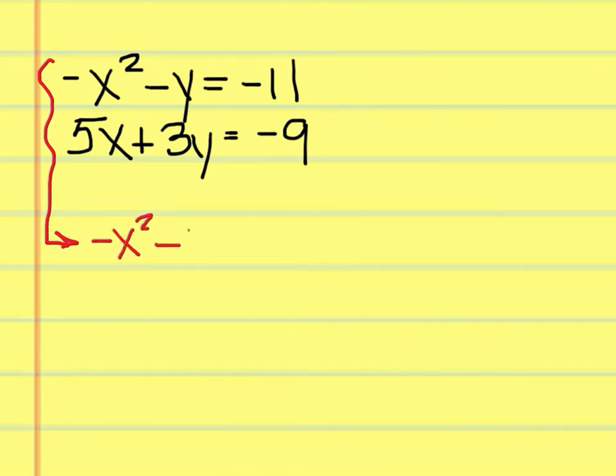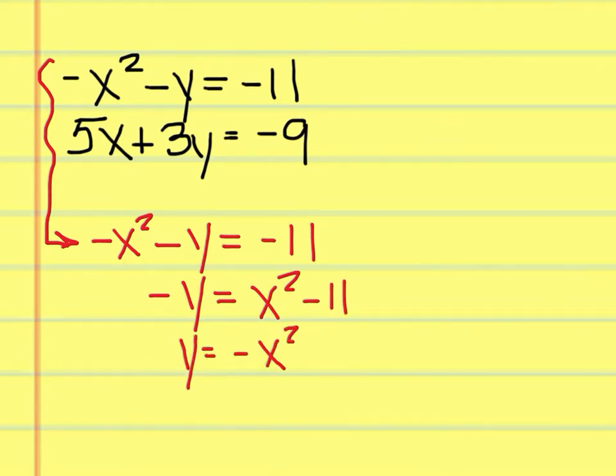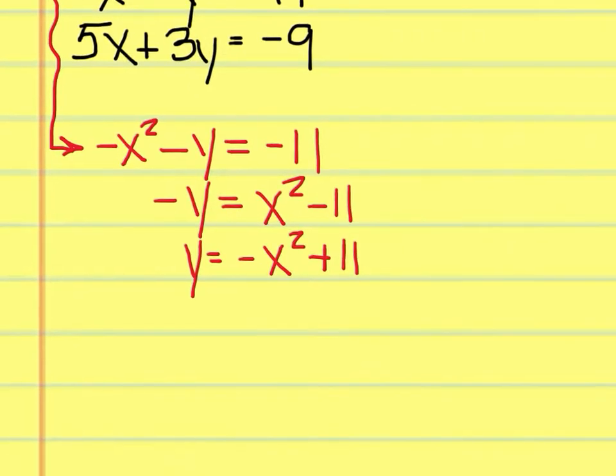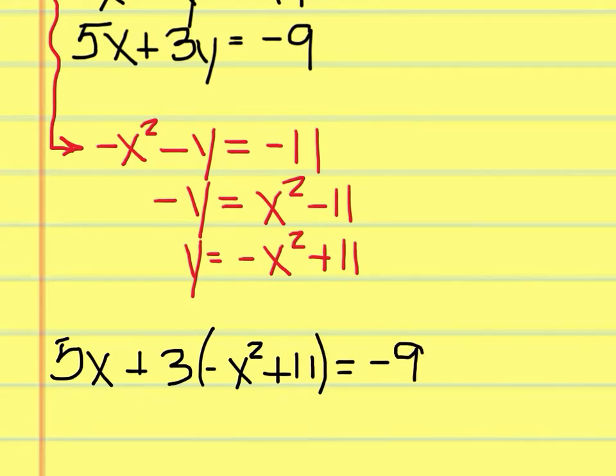-x squared minus y equals -11. Keep the minus y where it's at, and move the minus x squared to the right. Divide everything by -1. So y is equivalent to this expression. That means you can plug it back into this equation for y. So we will do that and come up with 5x plus 3 times the quantity of -x squared plus 11, and set that equal to -9.